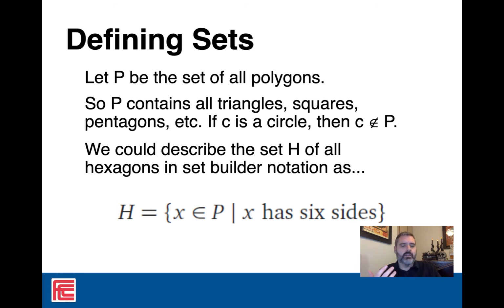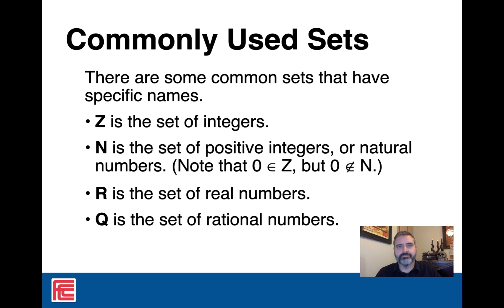We could say that H, which is the set of all hexagons, could be defined as H, the set H, is equal to x is an element of P, and x has 6 sides. If you have 6 sides and you're a polygon, then you are a hexagon, right? It's just another way of defining a set.